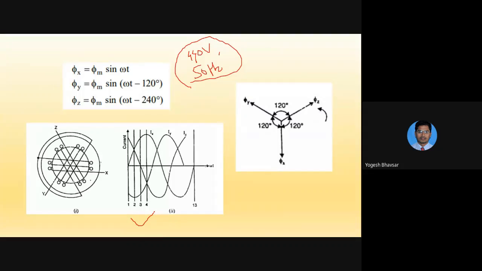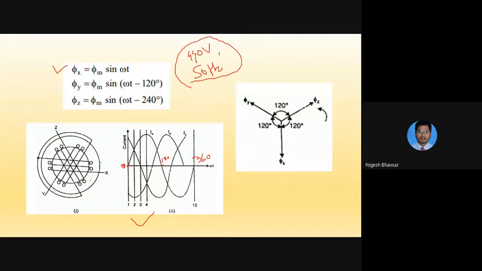Look at this. The waveform for the first phase, suppose phase X, which is the reference phase. If this X is the reference phase, then obviously this will start from the origin. So this starts from the origin, completing its half cycle at 180 degrees, and the complete cycle will be 360 degrees. So this is for phase X.